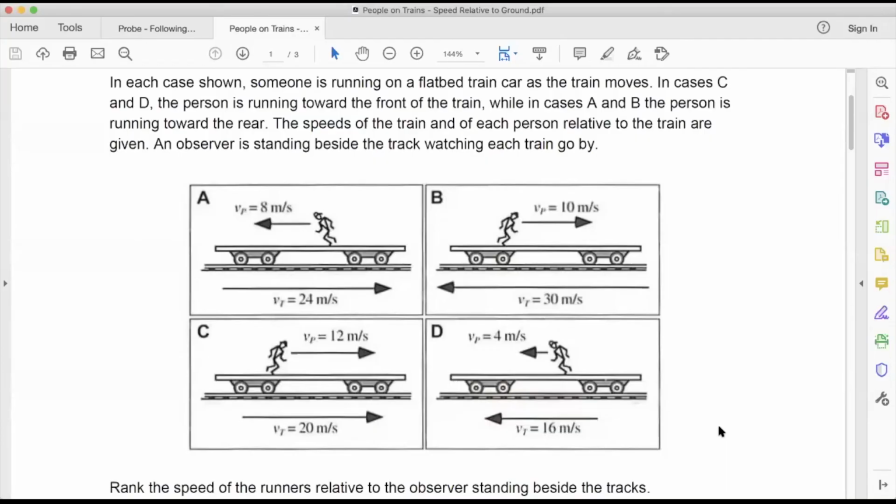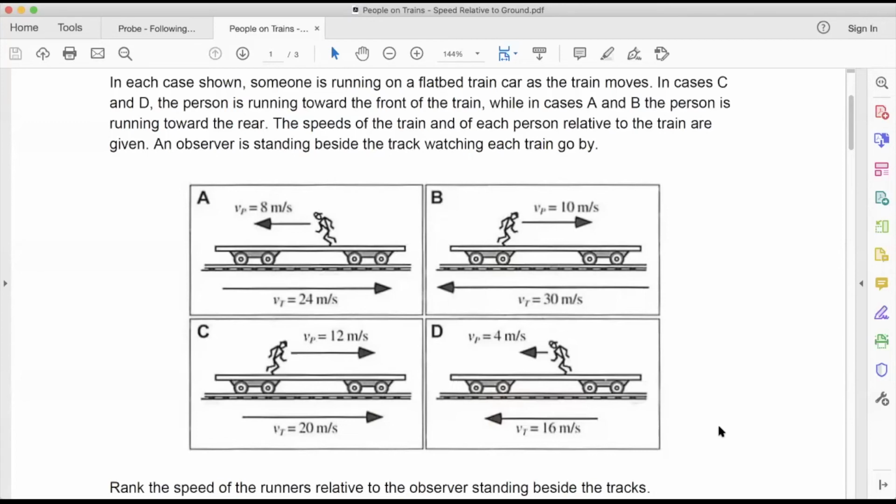There we go. In each case shown, someone is running on a flatbed train car as the train moves. In case C and D, the person's running toward the front of the train, while in A and B, the person's running towards the rear of the train. The speeds of the train and each person relative to the train are given. There's an observer standing beside the track on the ground, not in the way of the train, and he's watching the train go by.